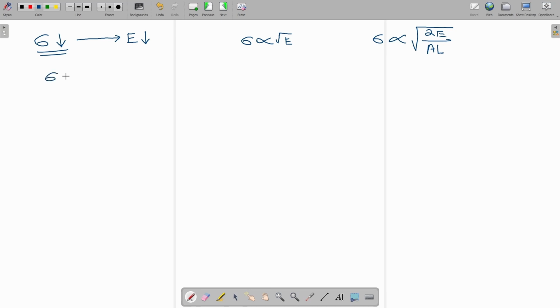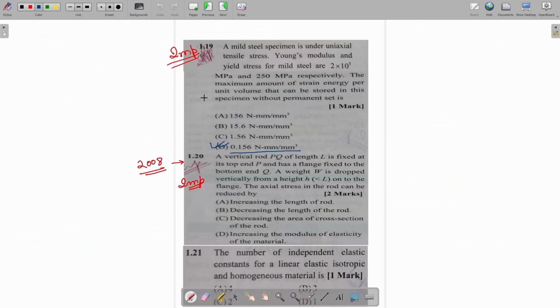Also, to decrease the stress, the cross-sectional area needs to be increased, as stress is proportional to 1 by root over of A. And to decrease the stress, we need to increase the length of the rod, as sigma is proportional to 1 upon root over of L. Now, from the options, we need to select increase the length of the rod.